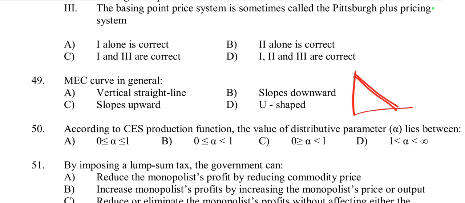This reflects the principle that as more capital is invested, the return on an additional unit of capital tends to decrease due to diminishing marginal returns. Hence, the MEC declines as the amount of capital increases, resulting in a downward sloping curve. So here option B is right.